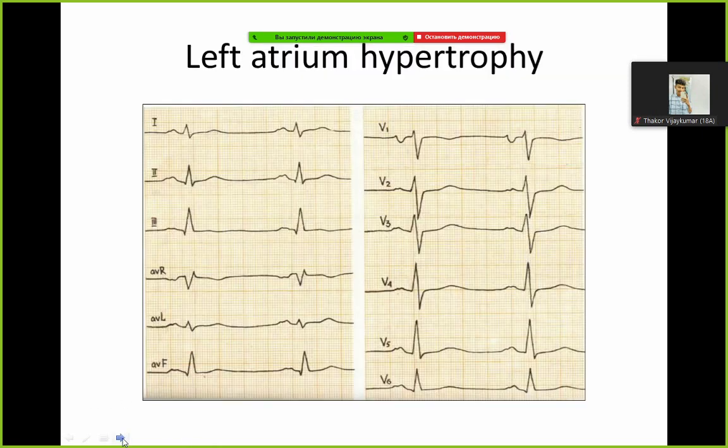So this is an example of left atrium hypertrophy. In the second standard lead, the P wave is prolonged and bifid, has two humps, and in V1 there is a more prolonged, more pronounced negative part of the P wave.